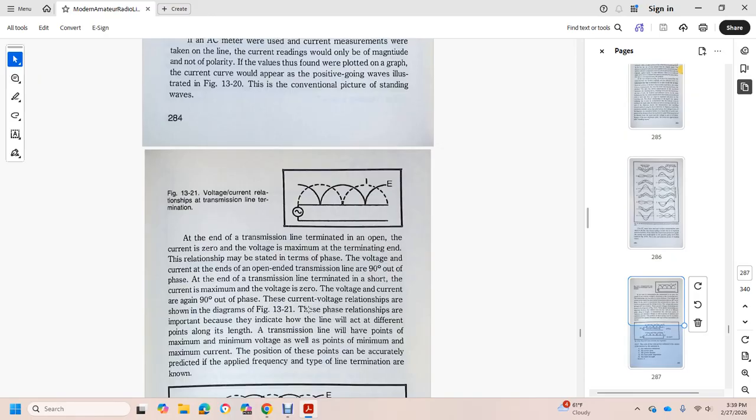Relationships may be divided in phase: the voltage and current at the open end of the transmission line are 90 degrees out of phase, and at the end terminated with a short, the current is maximum and the voltage zero, again with the voltage and current 90 degrees out of phase. The current-voltage relation is shown on the diagram. These phase relations are important because they indicate how the line behaves at different points along its length. A transmission line will have points of maximum and minimum voltage as well as points of minimum and maximum current, and these points can be accurately predicted if the applied frequency and the type of line termination are known.